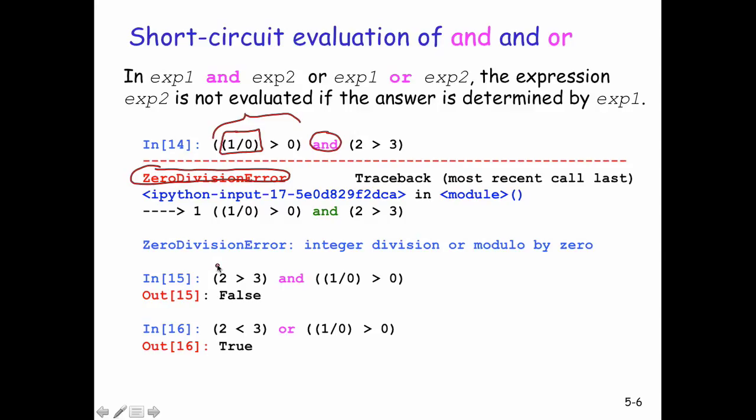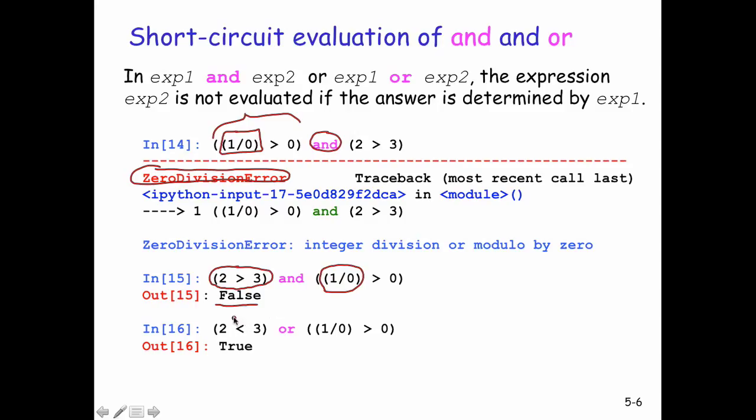However, if we swap the operands, and we have the case where we ask, is 2 greater than 3? Well, that's false. And we know that since AND requires two true operands, if its first operand is false, it can return false immediately without ever evaluating the 1 divided by 0. So this does not give rise to a 0 division error.